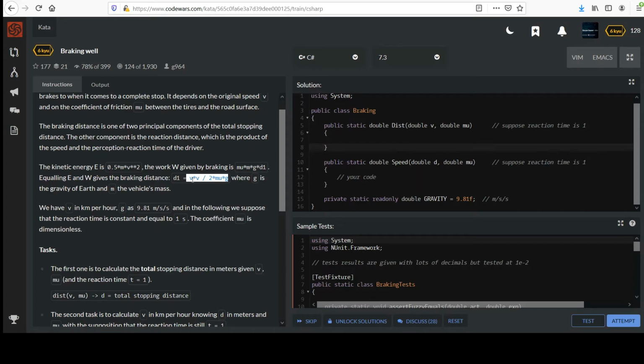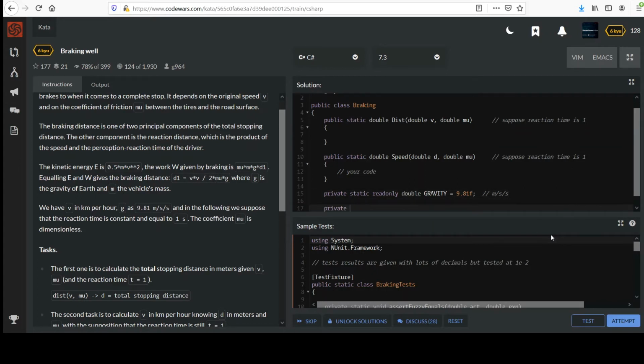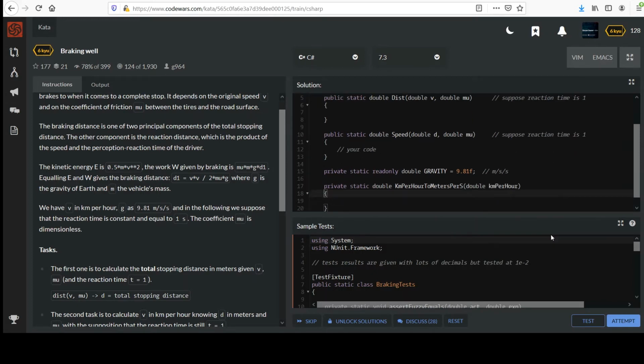The catch is that, remember, V is given in kilometers per hour, and we need to get that in meters per second, so we're working with the same units. Remember, gravity's in meters per second squared. We've got to compare apples to apples there. So for that, I'm going to make a little helper function to convert: private static double, let's call it km per hour to meters per second. And I'll take a double representing the kilometers per hour. And we just got to convert that, right? So that'll be handy for us.